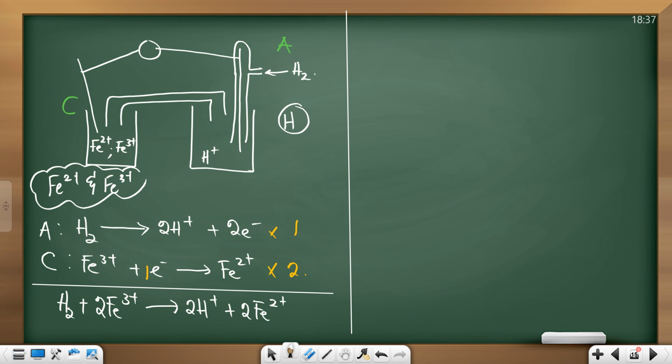I have my 3 marks there. Please write for me the cell notation. Cell notation. And once we write that, we're done. We're moving on. Cell notation.